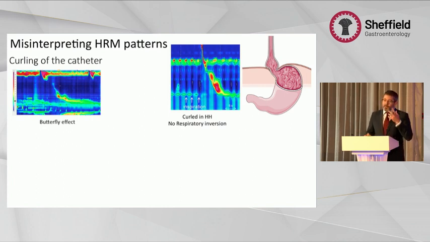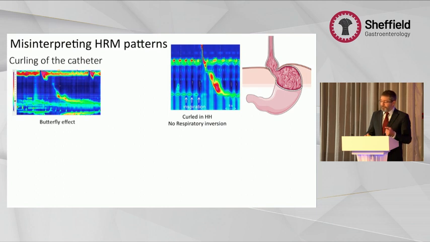And so you can see that the pressure in the chest is different from the abdomen. So when you take a deep breath in, there should be a difference in pressure. But in this context, the pressure in the chest and the pressure in the abdomen, below the lower esophageal sphincter, is in fact the same. And that's because the catheter has curled above the diaphragm within the hernia. And that's why this is a curled catheter within the hernia.